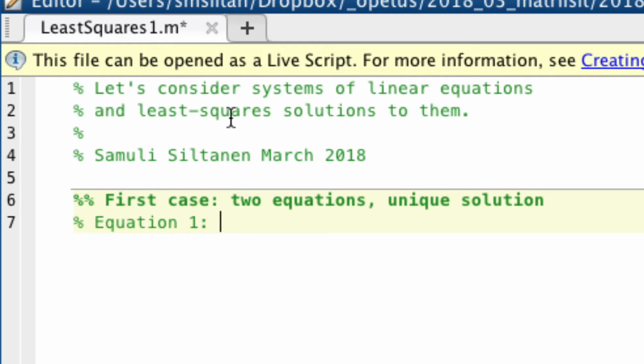Let's first take equation 1, for example, y equals x, a very simple linear equation. And let's take another one, equation 2. We have, let's say, y equals, let's say, 2x plus 3, something like this.